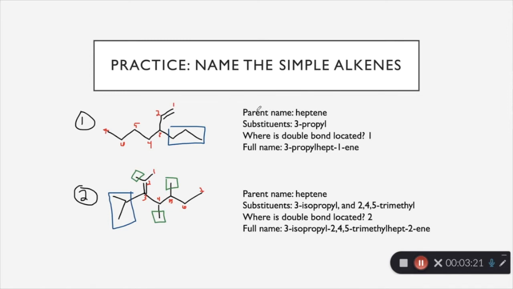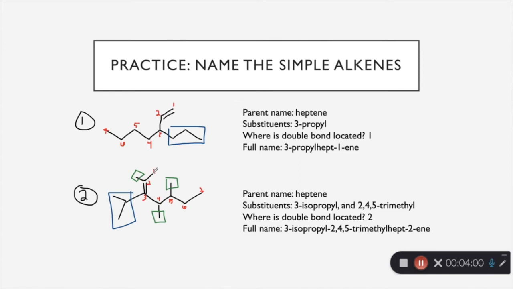So the parent name for this one is going to be heptene. So remember, you start at the double bond, and then you go 1, 2, 3, 4, 5, 6, 7. What's left over is the substituent. There's only 1 in this case, and it has 1, 2, 3 carbons, so it's going to be a propyl. And it starts on the 3rd carbon. So parent name, heptene, substituents, 3-propyl. Where's the double bond located? On carbon number 1. So the full name is going to be 3-propyl-hept-1-ene.